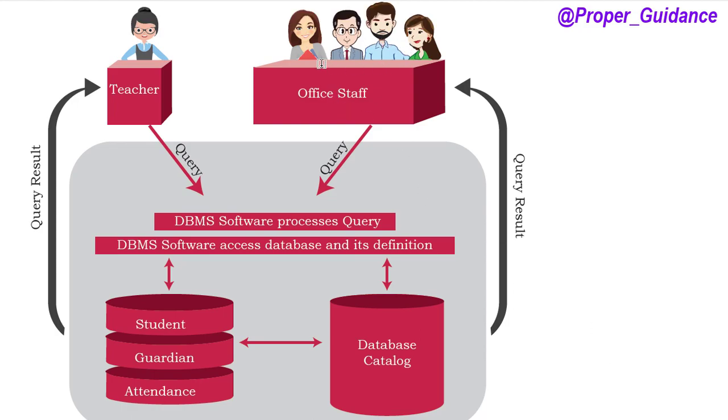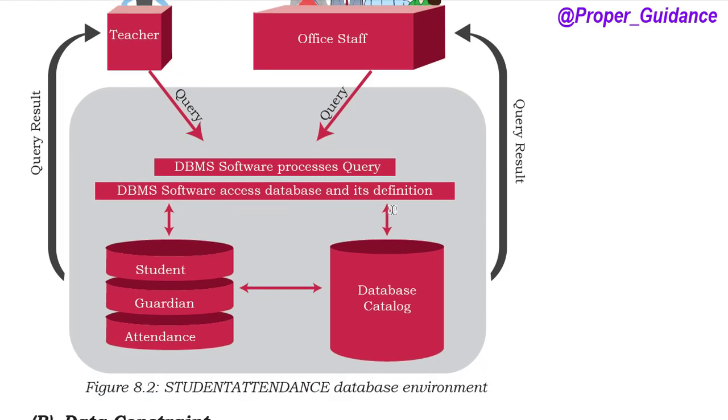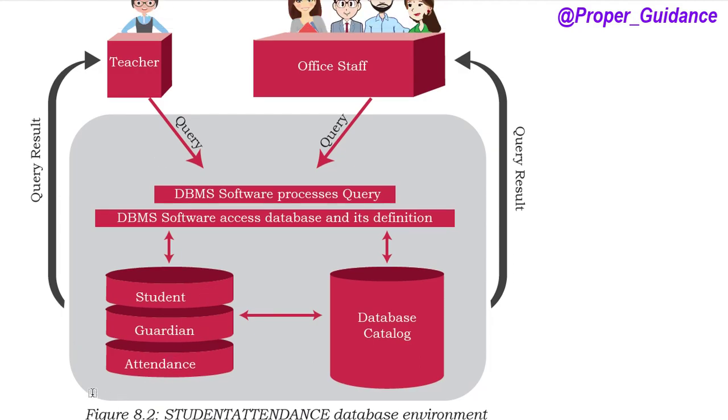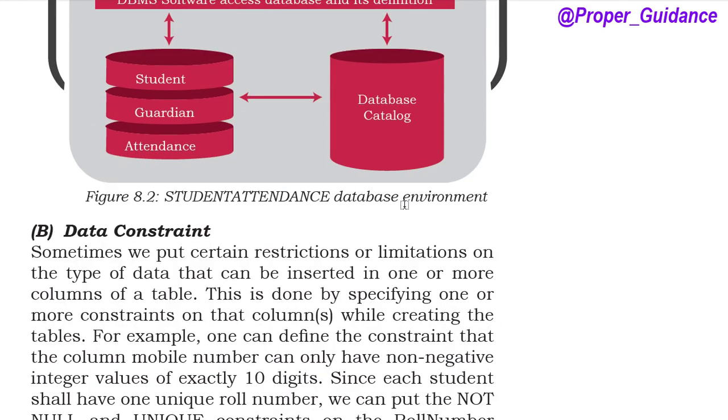So here is a diagrammatical representation of that particular theoretical portion. See here, there are the office staff, here is the teacher, query, DBMS software processes the query, DBMS software accesses the database and its definition, the database catalog, student, guardian and attendance. What is the query? For that query, it will find the appropriate result, and here is the answer. The query result is given either to the teacher or to the office staff. Clear? So this is a graphical representation of the student attendance database environment.